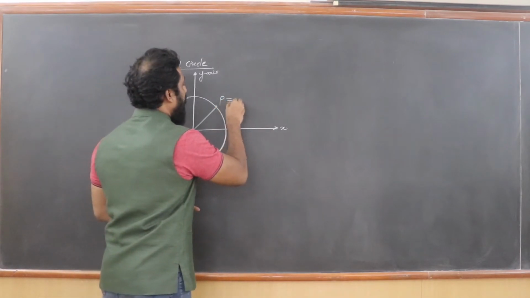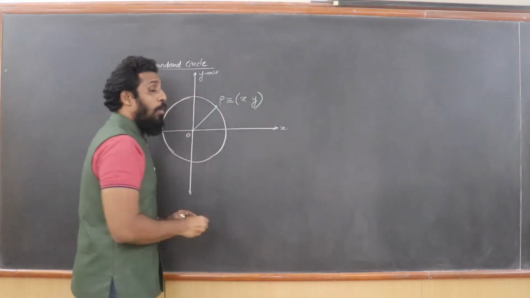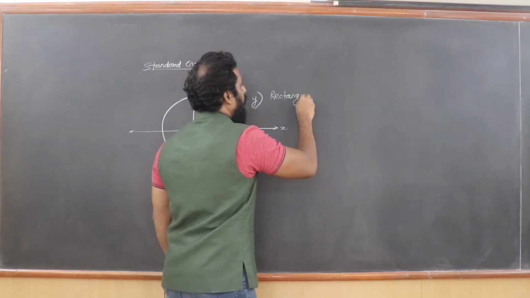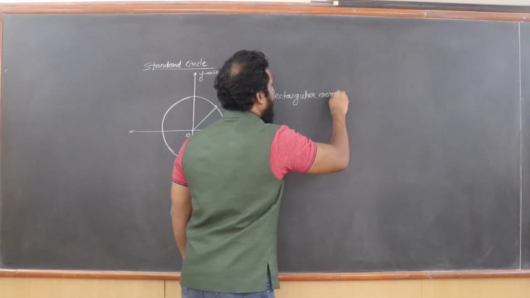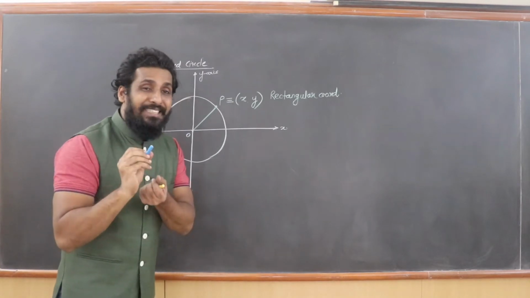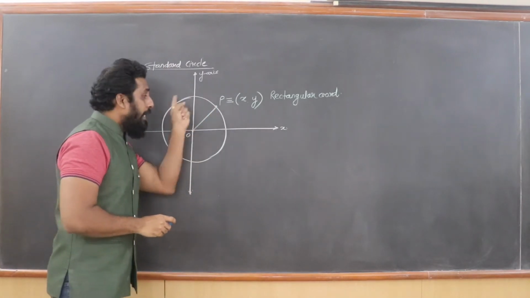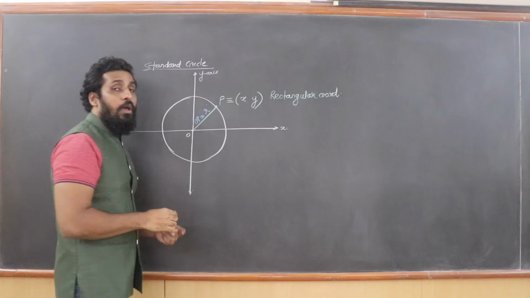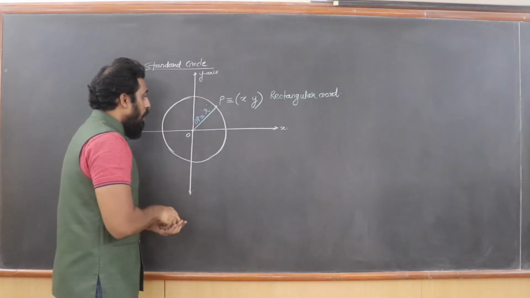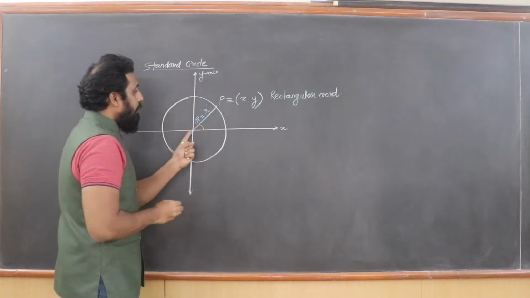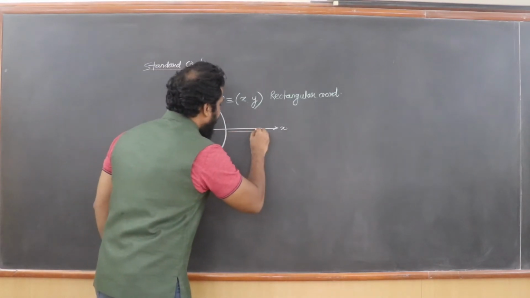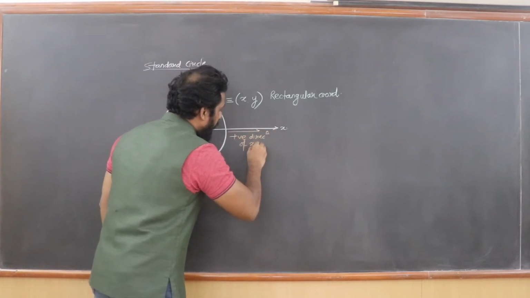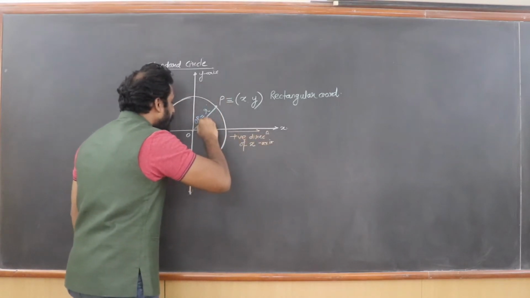Now let us say the coordinates of point P are taken as x comma y. Now do you know that these coordinates are called the rectangular coordinates? Now this segment OP, which is the radius of the circle, let us say the length of this segment is r, because r is the radius of the circle. Further, the angle made by this segment OP with the positive direction of x-axis, and that too in the anti-clockwise direction.